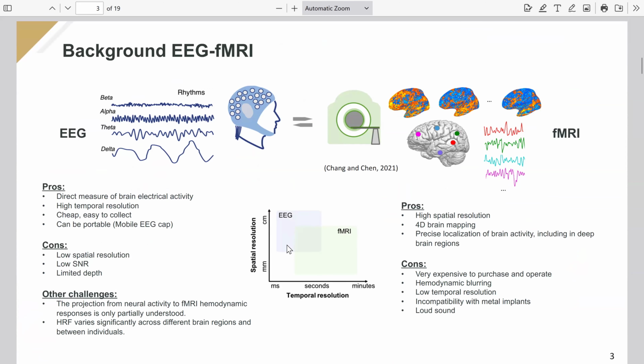The paper is being presented at NeurIPS 2024, so they're giving a lot more background about EEG and fMRI. I talked a little bit about these pros and cons already, and they mention a lot of the stuff that I talked about.